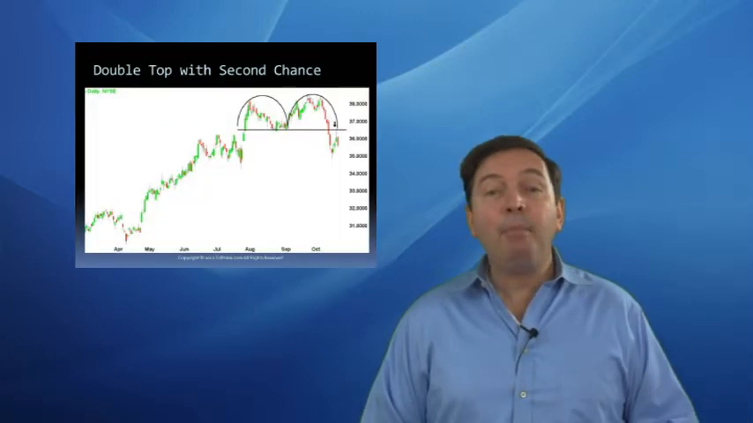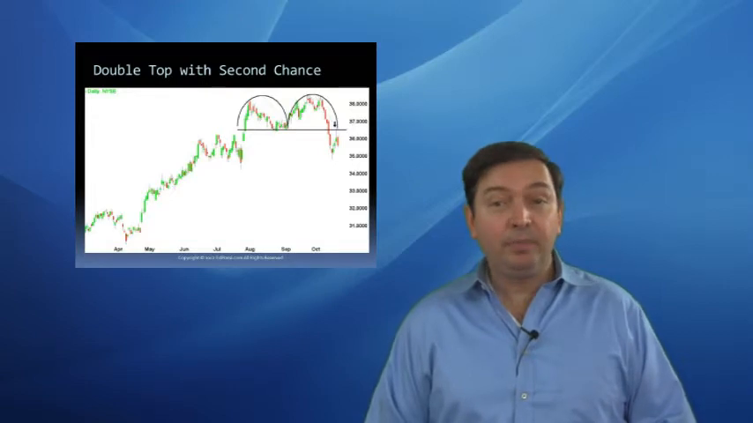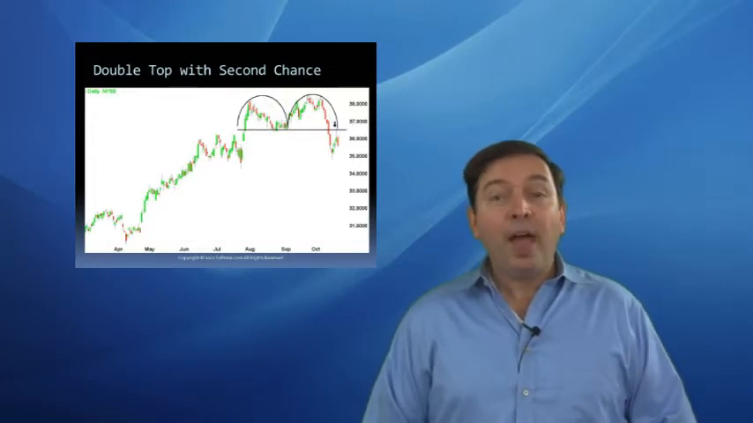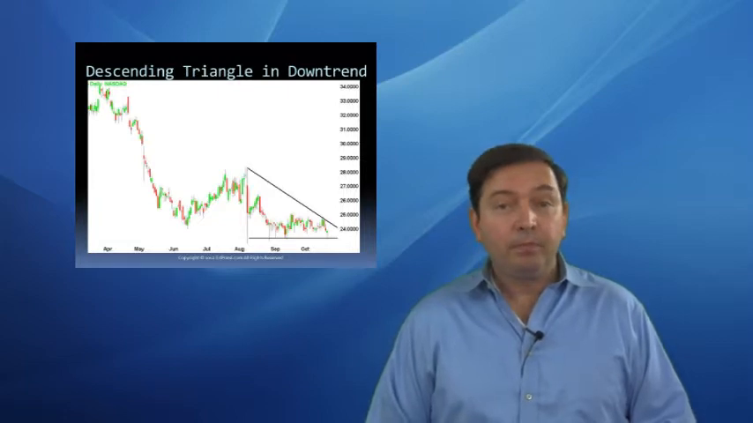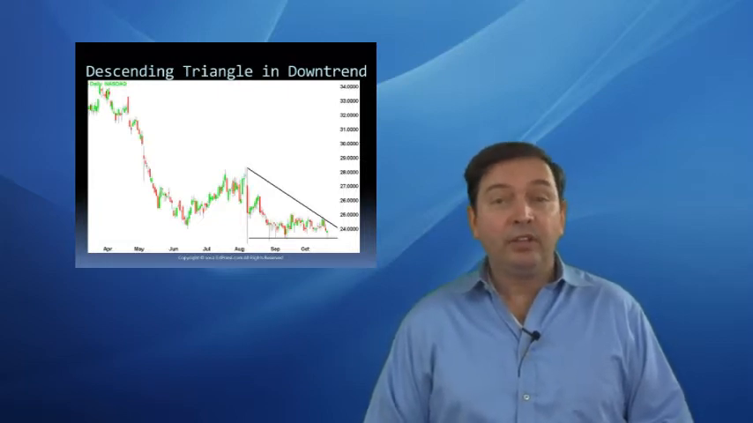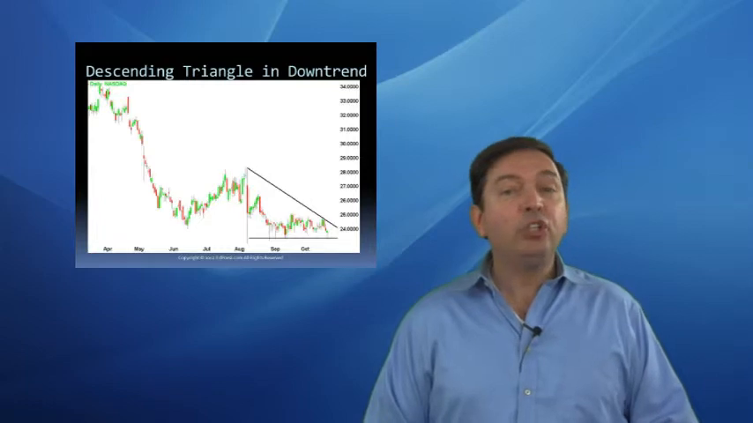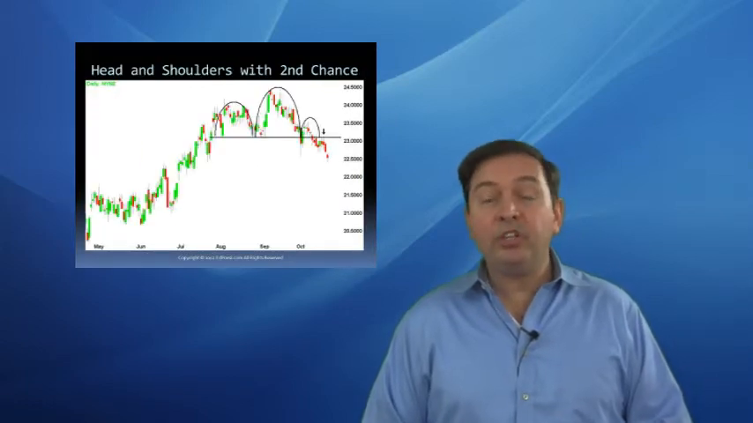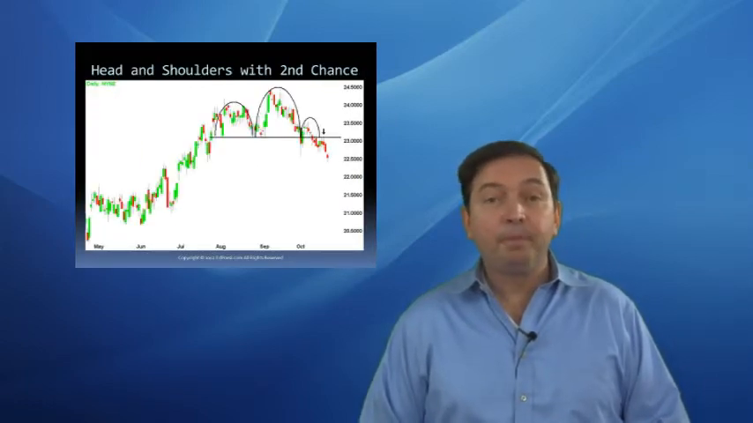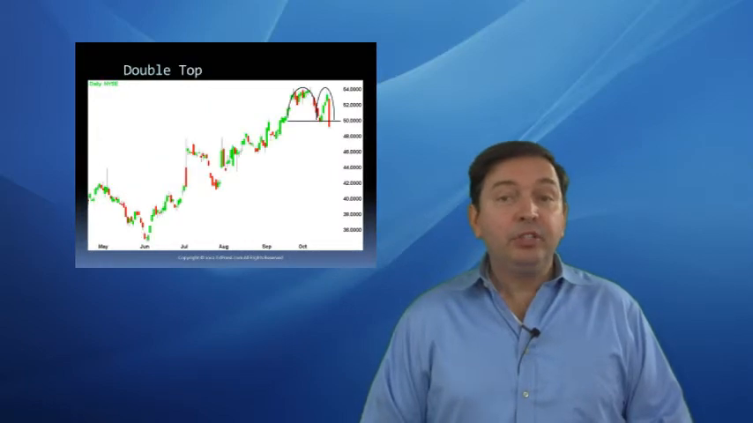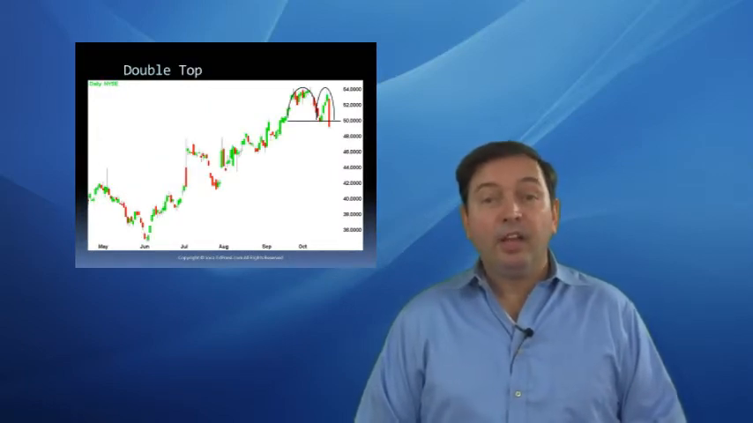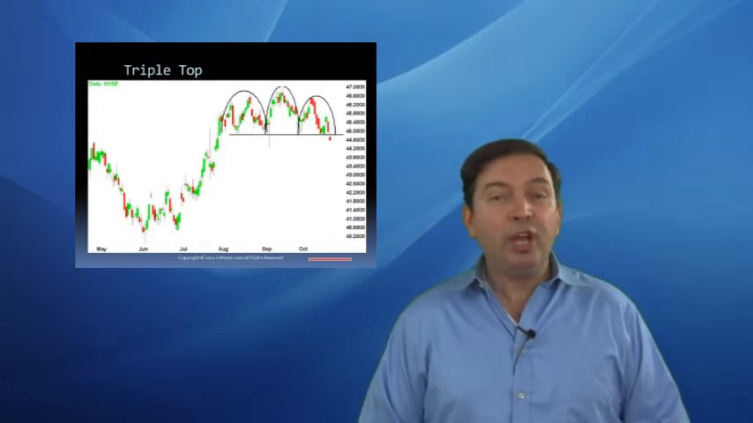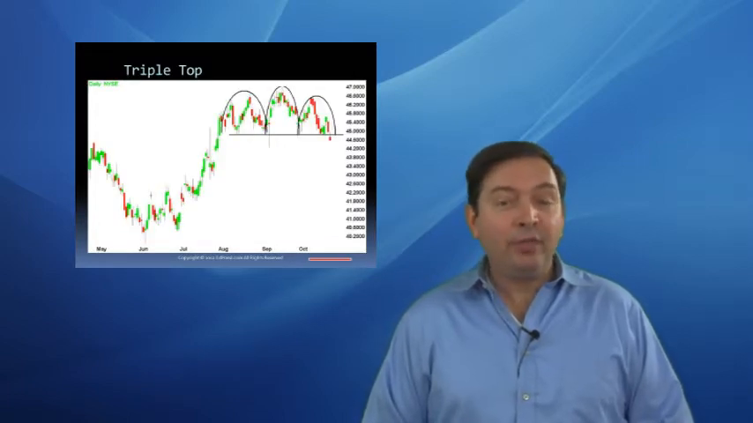We found a double top with a second chance. We found a descending triangle within a downtrend. Several of those, in fact. Here's a head and shoulders breakdown with a second chance to sell short. A double top that fell apart rather quickly. Here's a triple top that was just breaking down as we ran the screen.